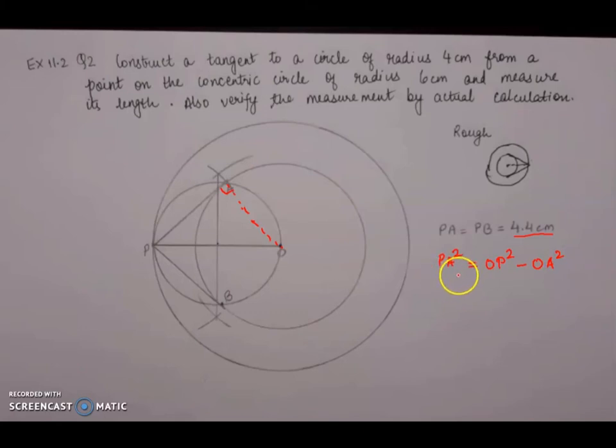Now over here PA square is what we have to find out. Now OP square is the radius of the outer circle, that is 6 square, and OA is the radius of the inner circle, that is 4 square. So that is equal to 36 minus 16, that is 20. So PA is equal to square root of 20. So when we calculate this, we will get it as approximately 4.47 centimeter.